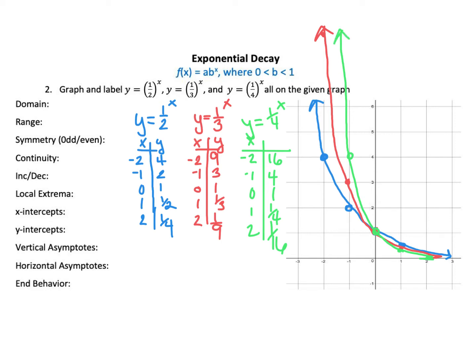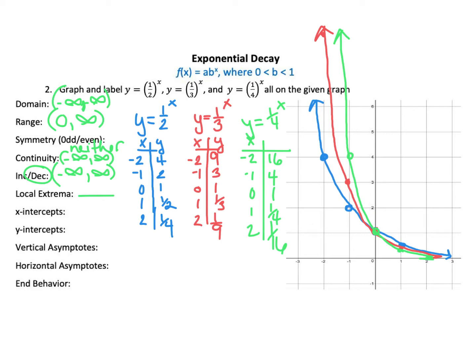Okay, let's talk our analysis. So our domain, again, is negative infinity, comma, to positive infinity. The range would be 0 to infinity. Symmetry would be neither, even or odd. Continuity, it is continuous from negative infinity to infinity. It is decreasing for the entire domain.